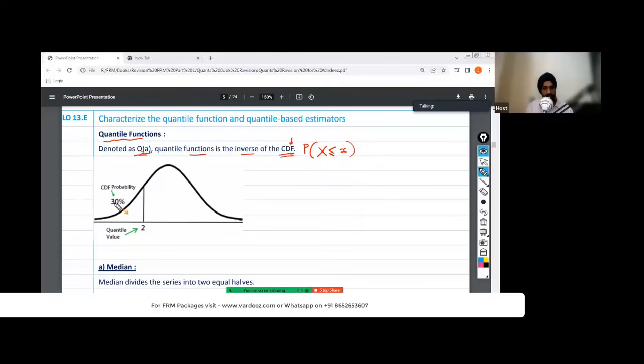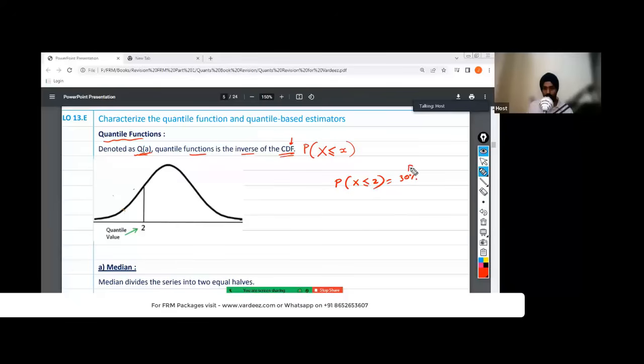In the CDF, I am not given this probability. I'm just given a value of 2 and I write it like this. I say, okay, what is the probability that the random variable X will be less than or equal to 2? Then I go to the Z table, I find the value and I say that, okay, it's 30%. This is the probability, 30%, that the random variable X will be less than or equal to 2.